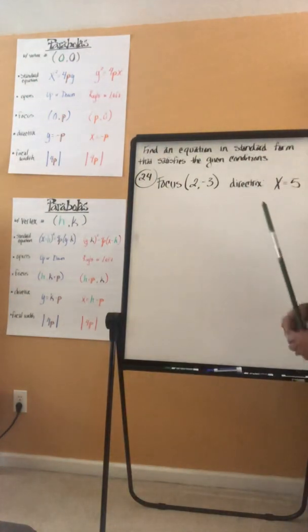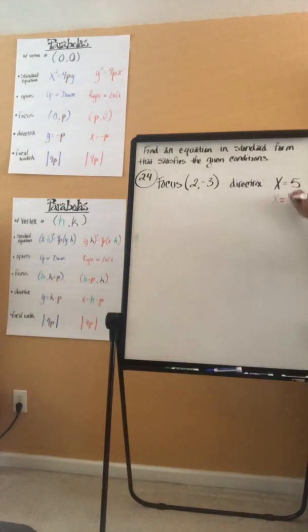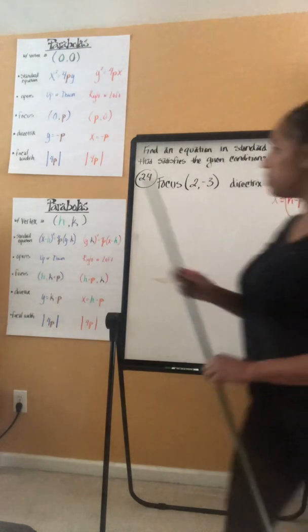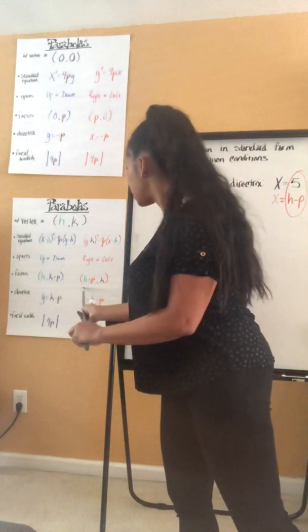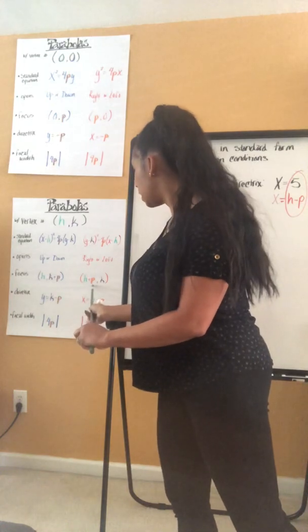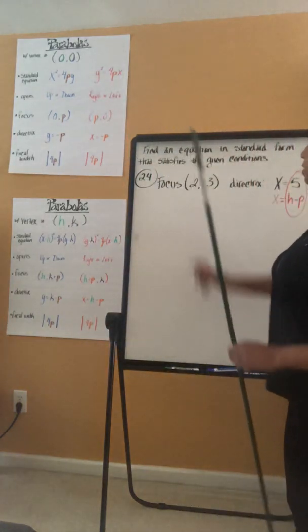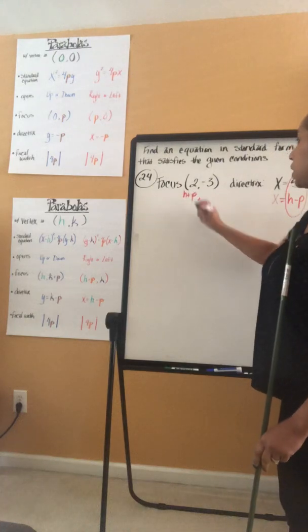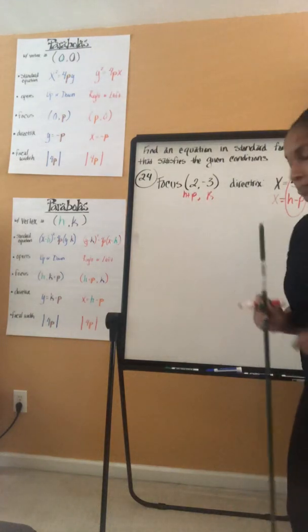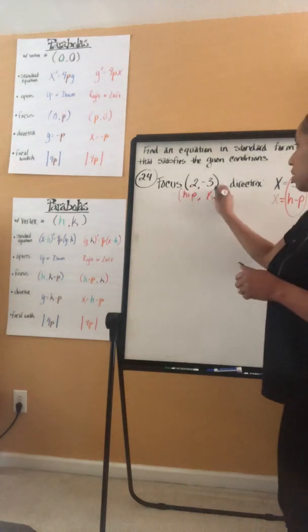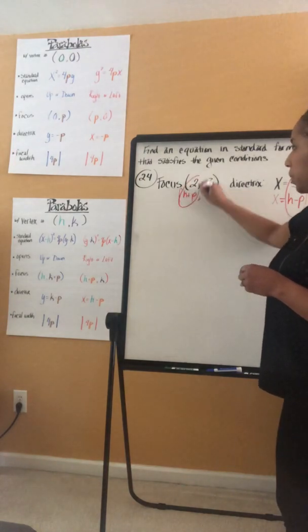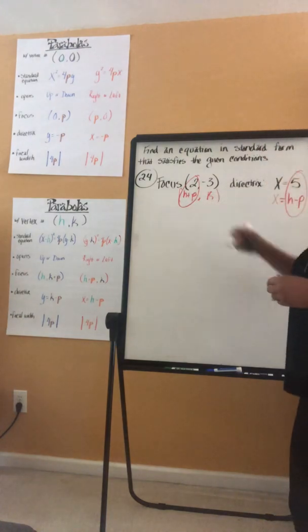So X equals H minus P. X is equal to X, the equals are the same, so my H minus P is equal to 5, all right? Also, since I know I'm on the red side, let me find the formula for the focus. On the red side, the first number is supposed to be H plus P, and the second coordinate is K. So that being said, H plus P is 2, and K is negative 3.